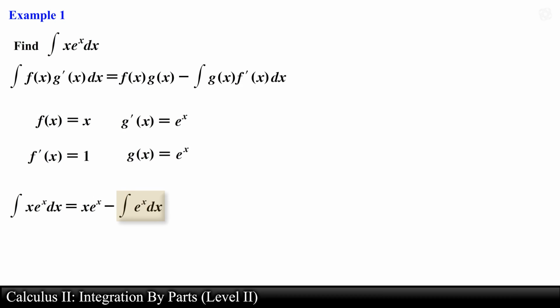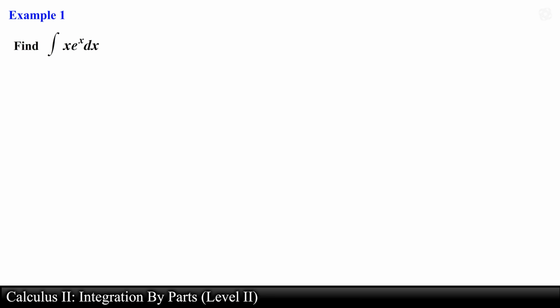Finally, we take the integral of e to the x, which is equal to e to the x plus a constant. So the final answer is equal to x times e to the x minus e to the x plus c. Alright, now let's work on the same example, but this time, let's use the second form of the integration by parts formula. This is usually taught in a typical college level calculus course.